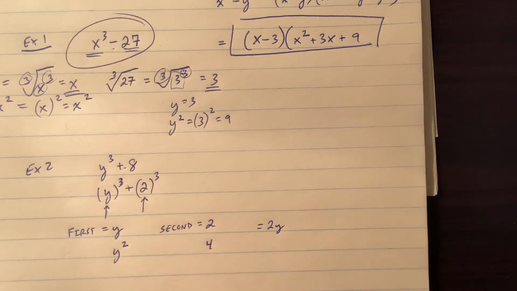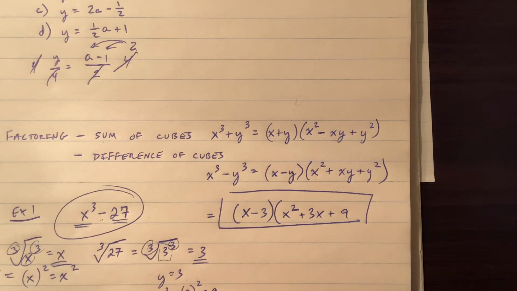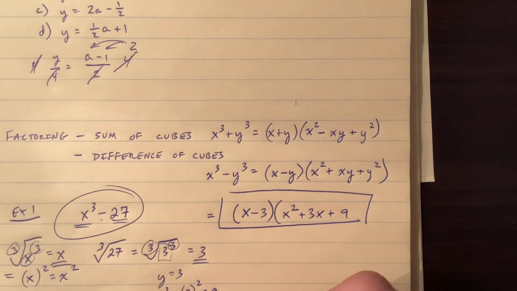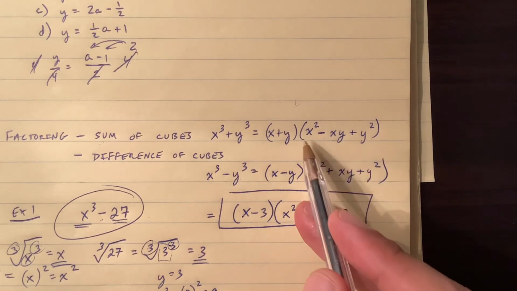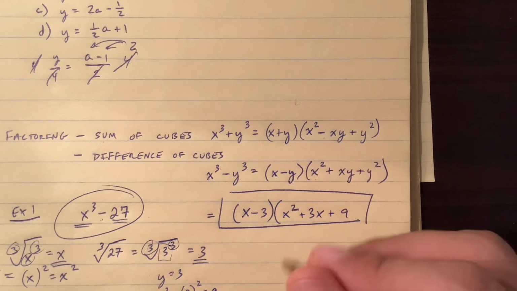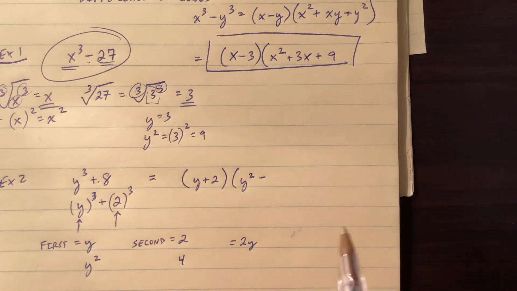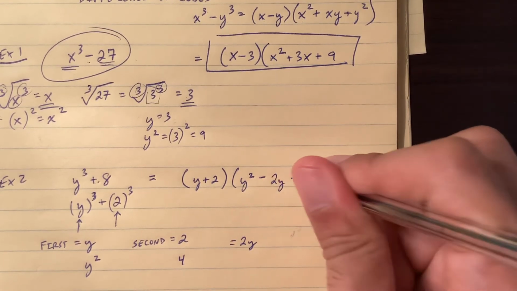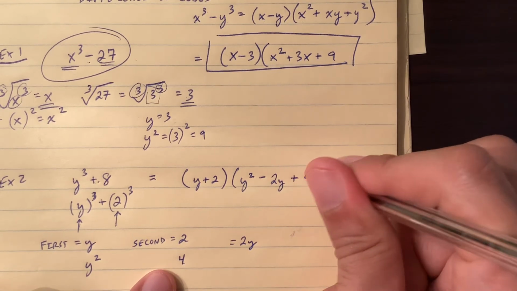And so let's fit this to this form. So when we factor this, x plus y, the first plus the second term, we get y plus 2. Then x squared minus the product plus y squared. Well, x squared is equal to y squared, minus the product. The product was equal to 2y, and always positive, we're going to square the second term, which we found to be 4.